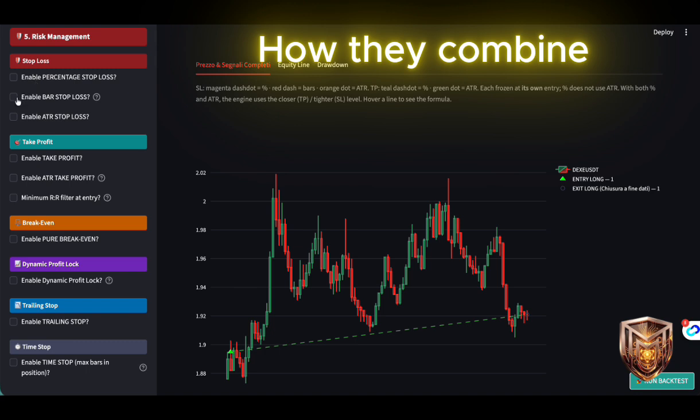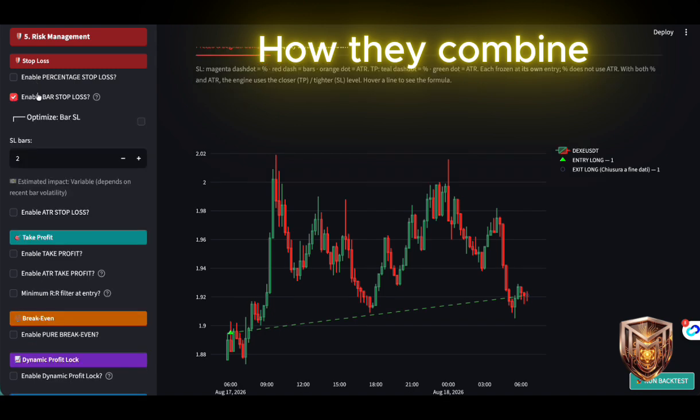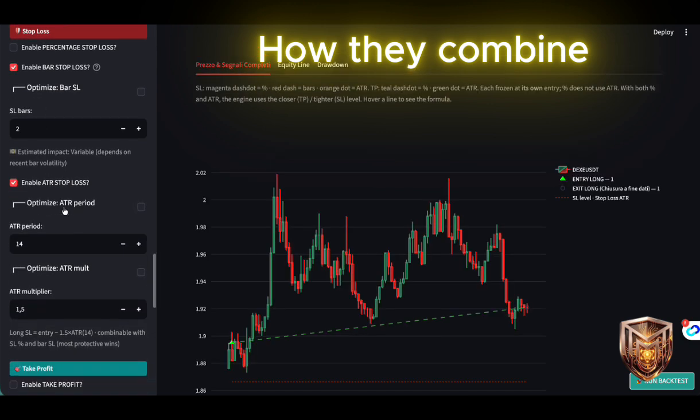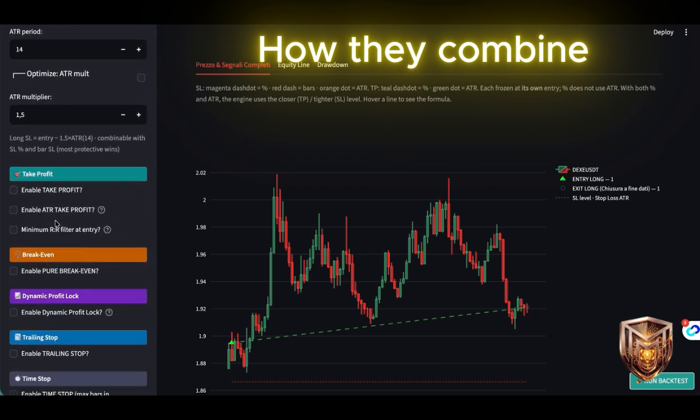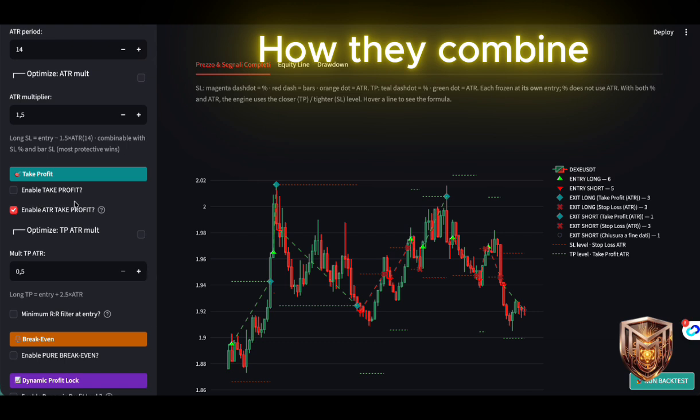You can have several active on the same trade. Whichever gets hit first wins, and the report always tells you which one. You don't need them all on. The more rules you stack, the harder it gets to see why a trade closed where it did. Start with a few, understand the effect, then add more.